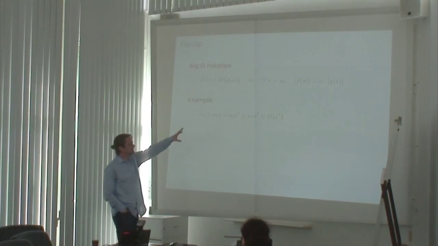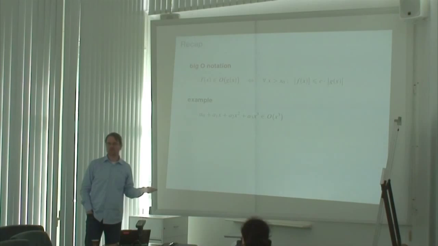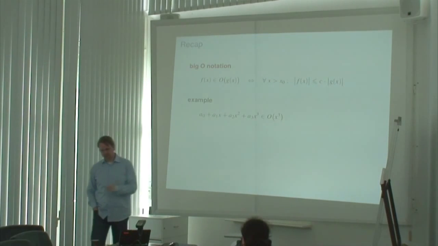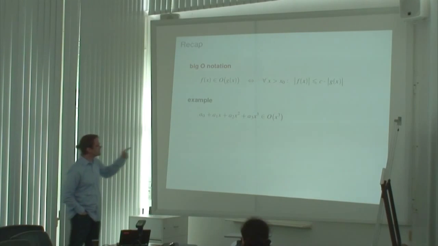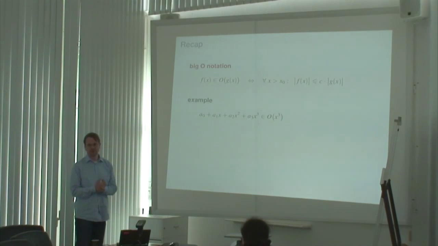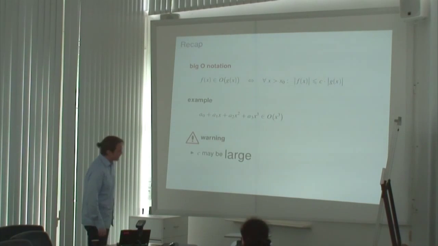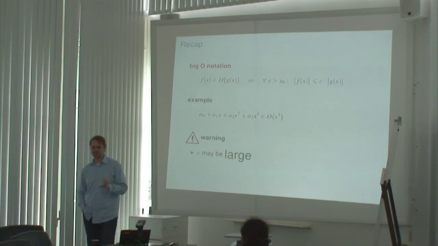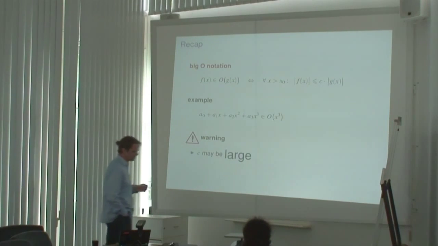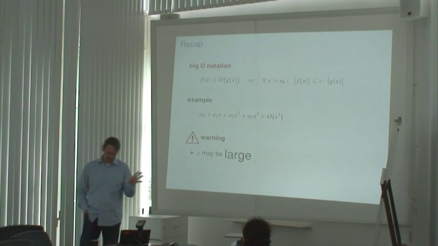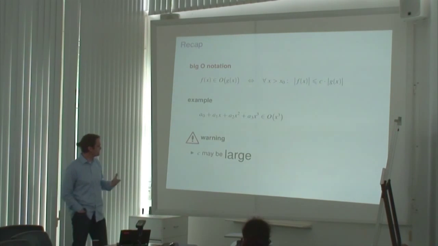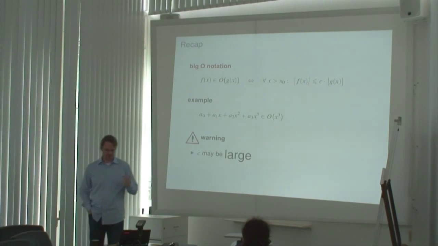Because we can find an x naught and a c such that for every x larger than this x naught, if we multiply c with the norm of x to the 3, this will grow faster than the norm of this polynomial. And here is a warning. This c may be large. And this is why I'm pointing this out so much. Because I said this technique we are going to study today has a complexity of O(M), but that does not necessarily mean that it's really fast, because we may need a very large c to actually use it to its full potential.